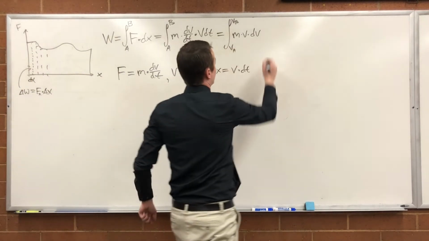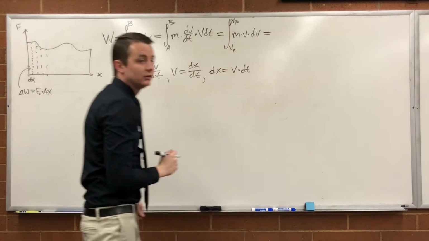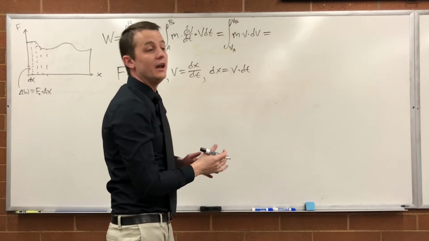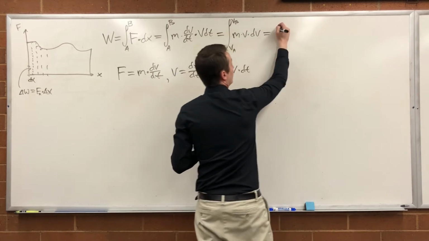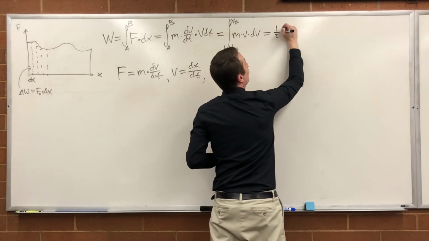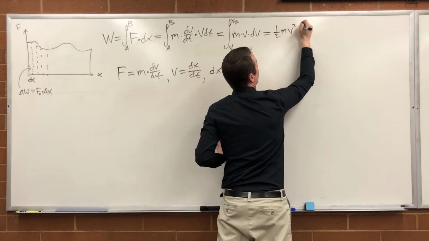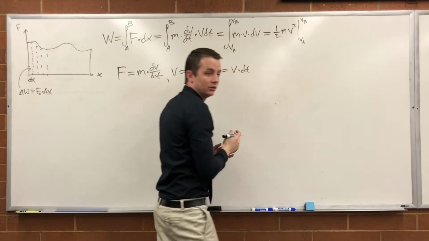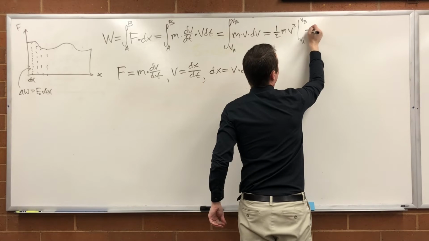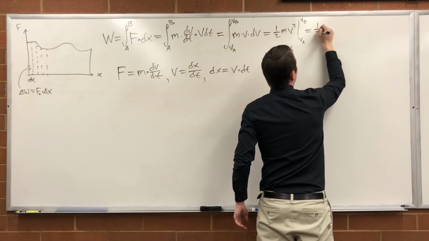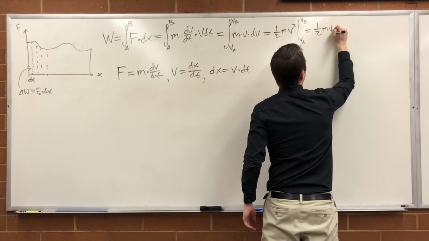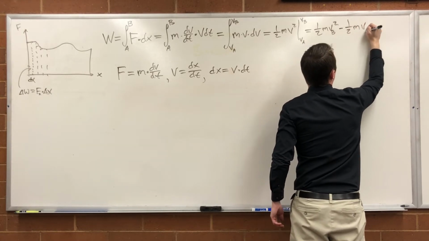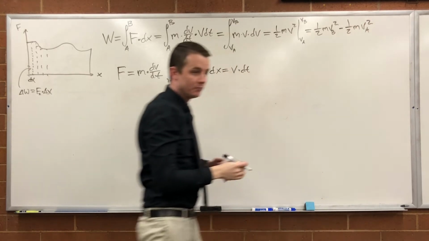So when we calculate this integral, what do we get? We have mv squared over 2. I'm going to say 1/2 instead of over 2. 1/2 mv squared evaluated from v at A to v at B. Which, once again, is equal to 1/2 m v at point B squared minus 1/2 m v at point A squared.